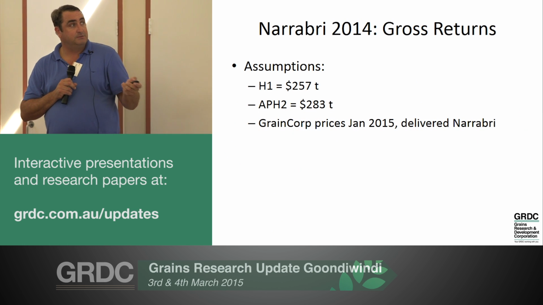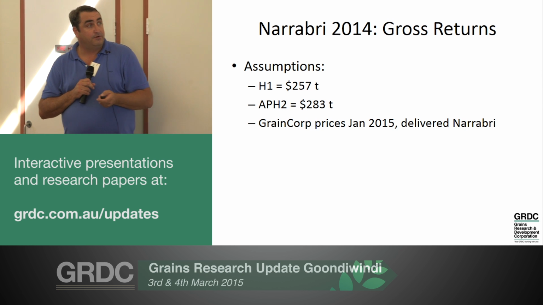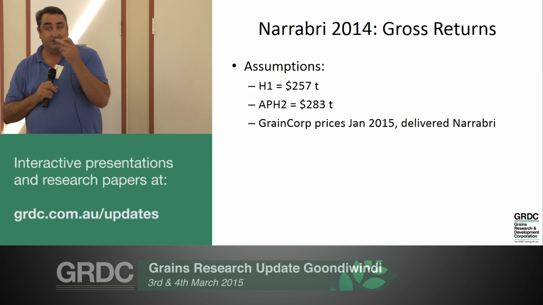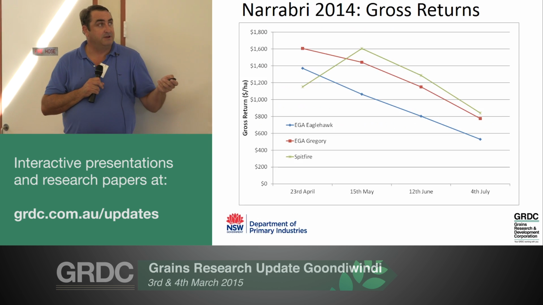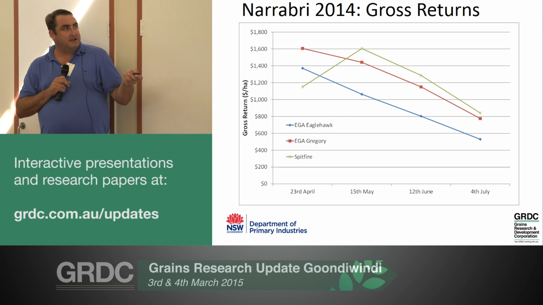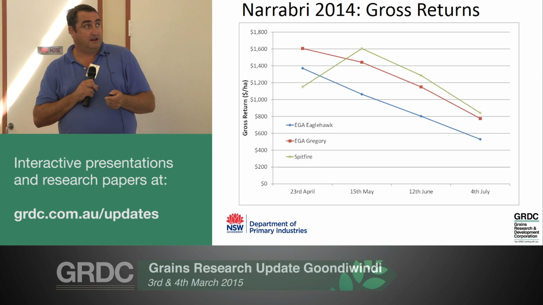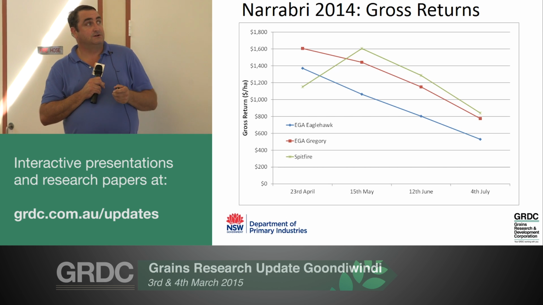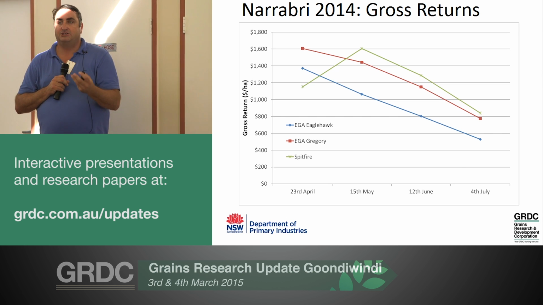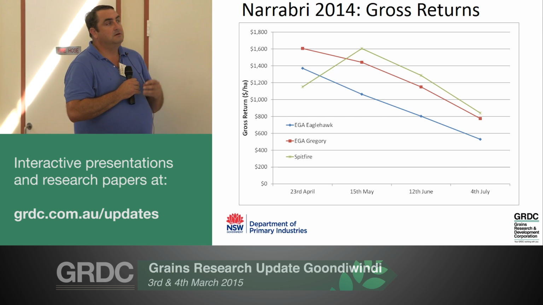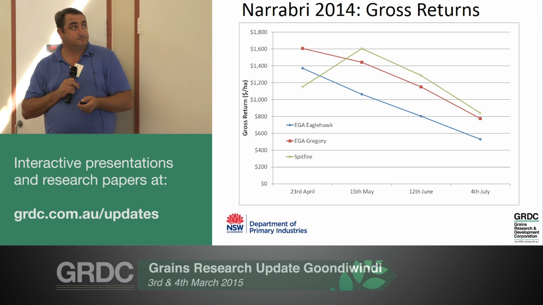So the gross returns, similar assumptions, 257 AH, 283 for prime hard, delivered to Narrabri, and they just mimic yield. Yield is king. It's all about the yield and driving those differences. So there's been a $200 loss from getting that choice wrong on that early sowing window, and it's about the same. They're parallel lines with Eaglehawk. Frost risk has cost us about $400 per hectare at that site. So matching genotypes, getting your flowering matched to that environment is driving a significant component of those financial successes.